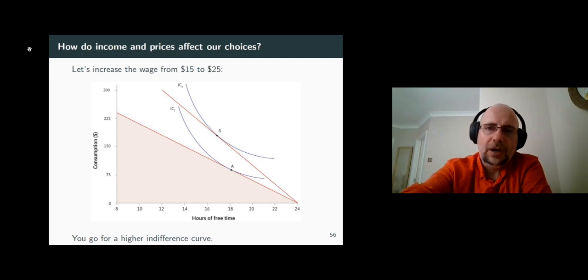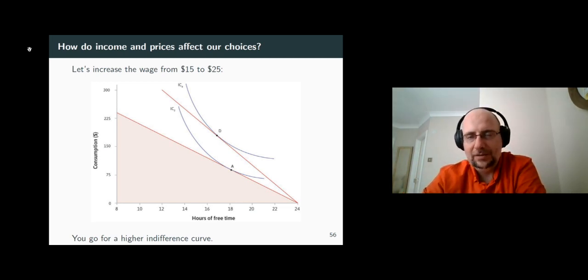What we've seen so far is how income and price changes may affect optimal behavior. But we're curious people. We want to know more than that. We want to know which part of this increase is due to the increase in income and which part is due to the increase in prices. This is what we'll come to know in the next video.